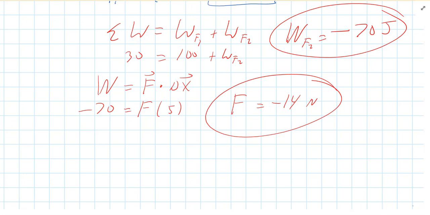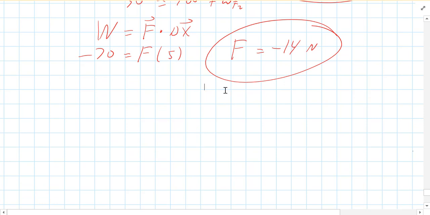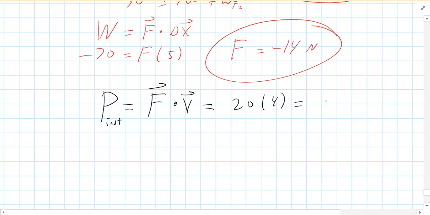And then the final thing I asked you for was the power being delivered by each force at the end of the motion. So I'm asking you for the power at an instant in time. Therefore, I'm asking you for instantaneous power. Instantaneous power is force dot velocity. For force 1, the force was 20, and the velocity at the end of this motion we calculated to be 4. So the answer is 80, and the units for power are watts.